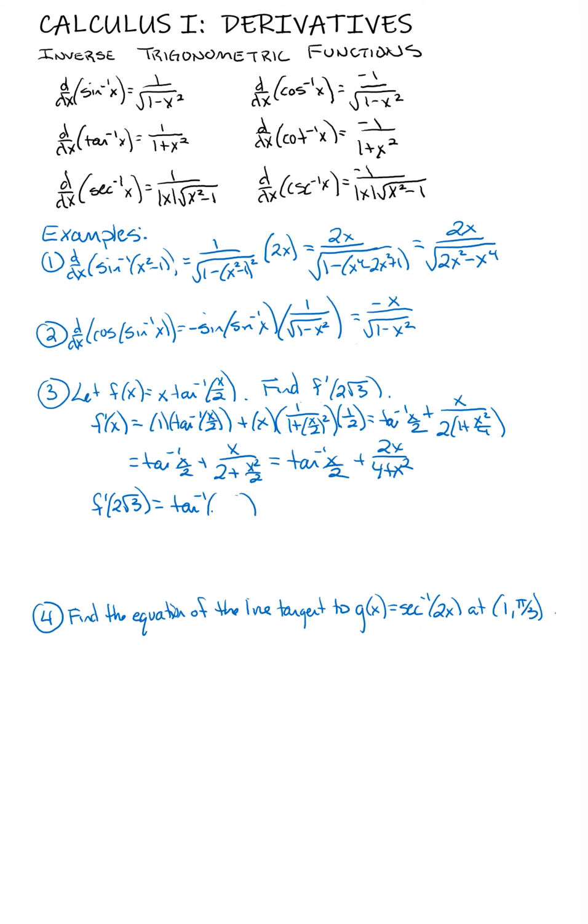Evaluating this at 2 square root of 3, that gives us 2 square root of 3 over 2 as the argument of inverse tangent, plus 2 times 2 square root of 3 over 4 plus 2 square root of 3 squared, which is the inverse tangent of just the square root of 3 plus 4 over the square root of 3 over 4 plus, what do we get there? 12.